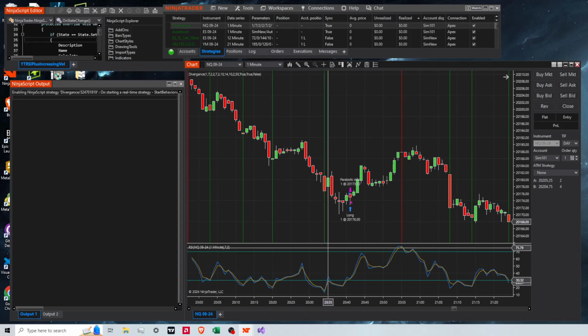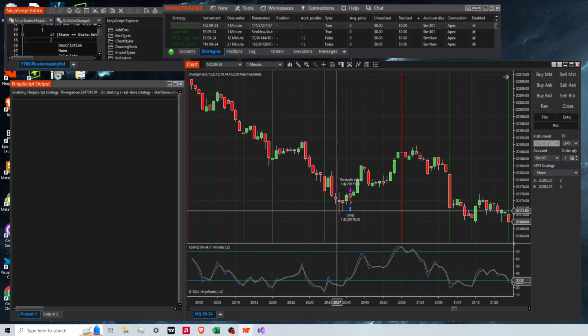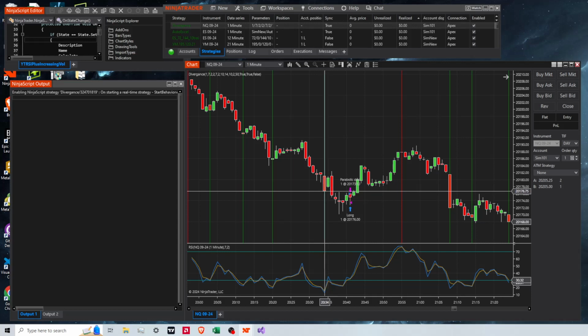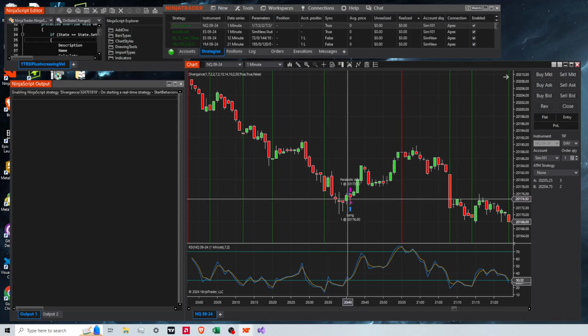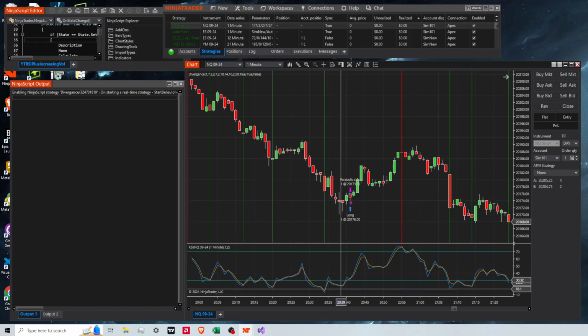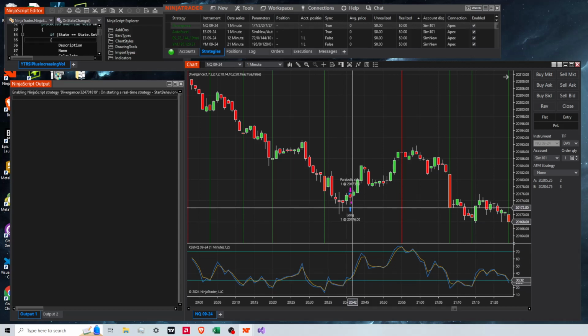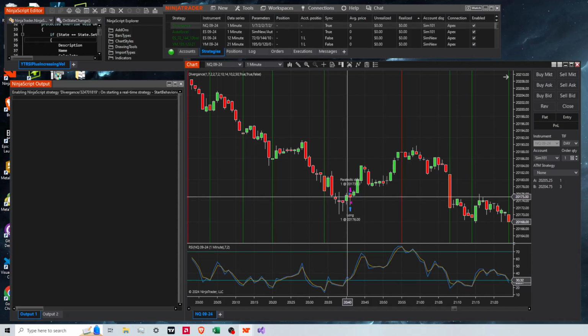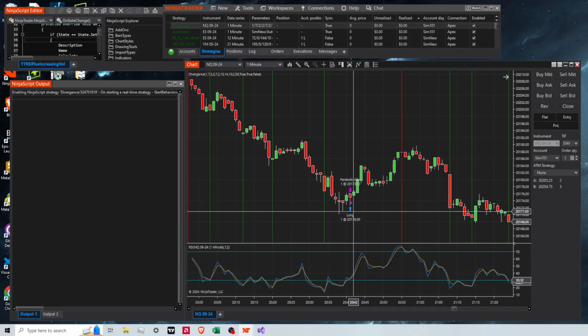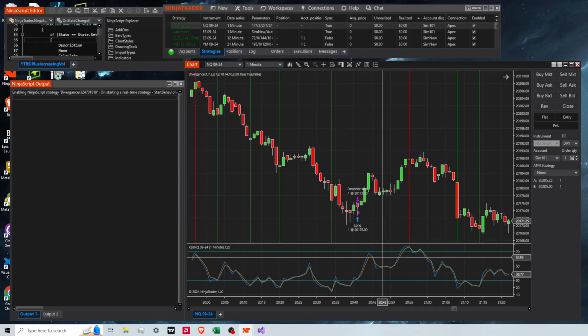So here you can see the peak was 14 and price was 21.75-ish. Then after this engulfing, RSI came up, but price came down. So that's how the strategy works.